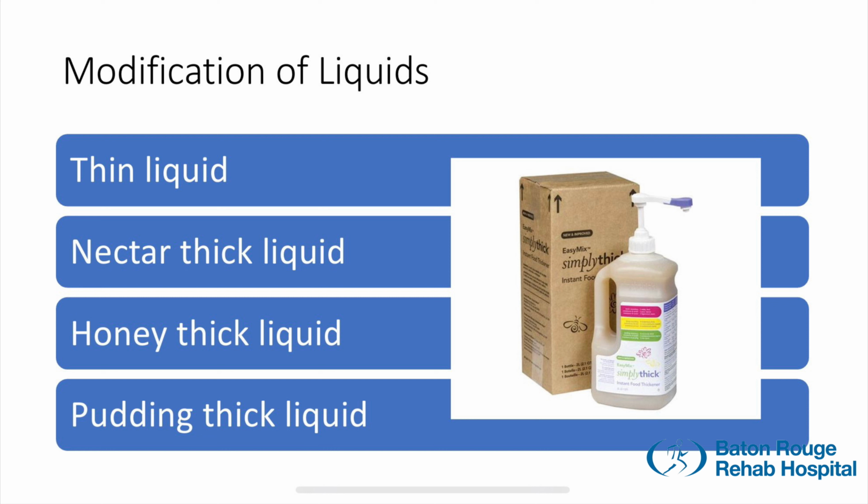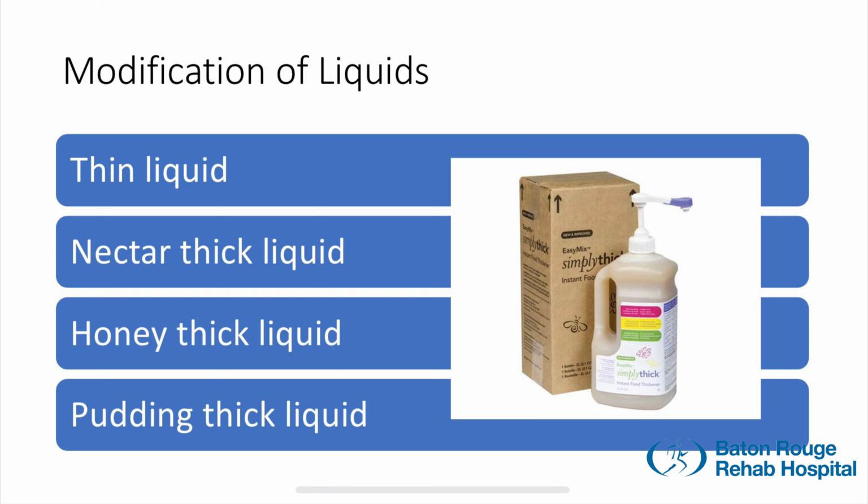At Baton Rouge Rehab, you will see patients on modified diets, especially on the brain injury unit. Let's begin with how liquids can be modified. Liquids can be modified by adding thickening products to them. We refer to 4 different liquid consistencies at Baton Rouge Rehab. Thin liquid is regular consistency liquid, like water. The textures then increase in thickness from nectar to honey to pudding thick.